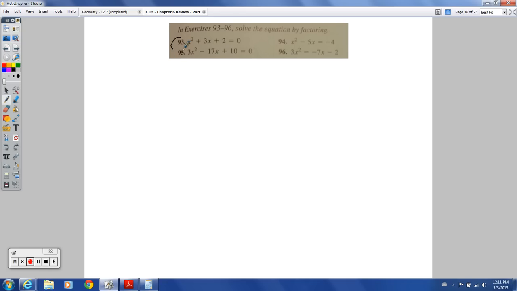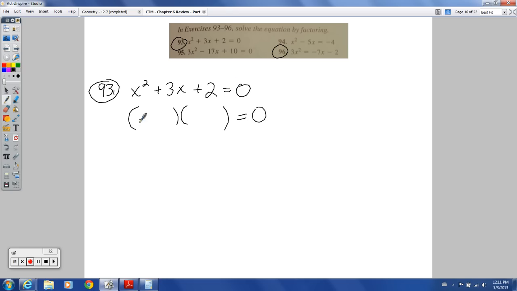Number 93 now. Solve the equation by factoring. And 96 being a multiple of 3 here. So x squared plus 3x plus 2. If you want to do the magic x to help, you can, but on this one I'm just going to say, hey, this is what it is, because I know I'd have to have x times x for x squared. I know I'd have to have 2 times 1. That's the only way to get 2. And so hopefully this works out.